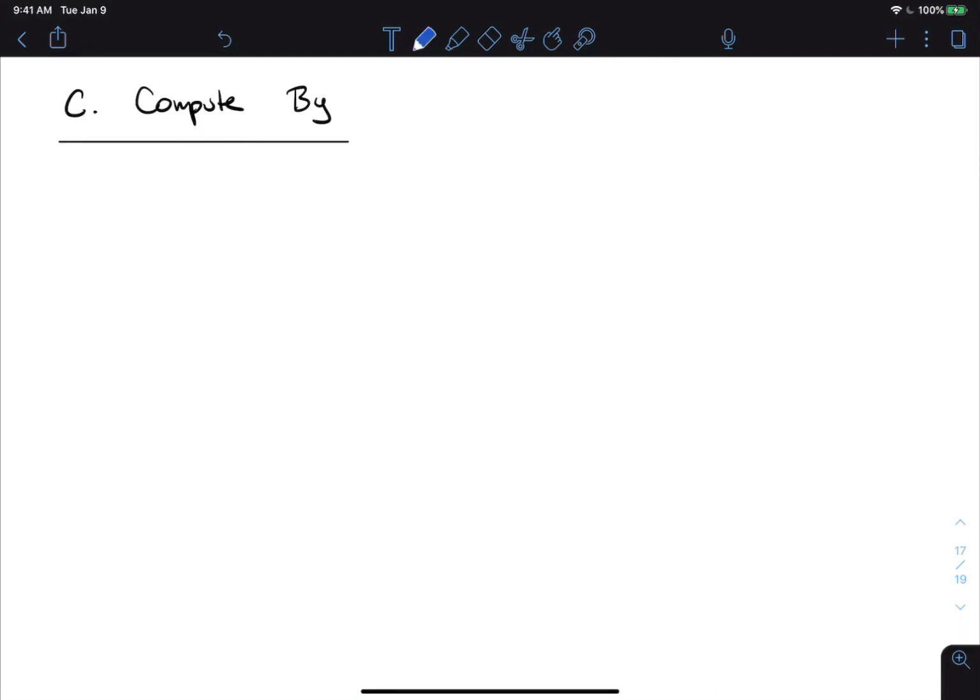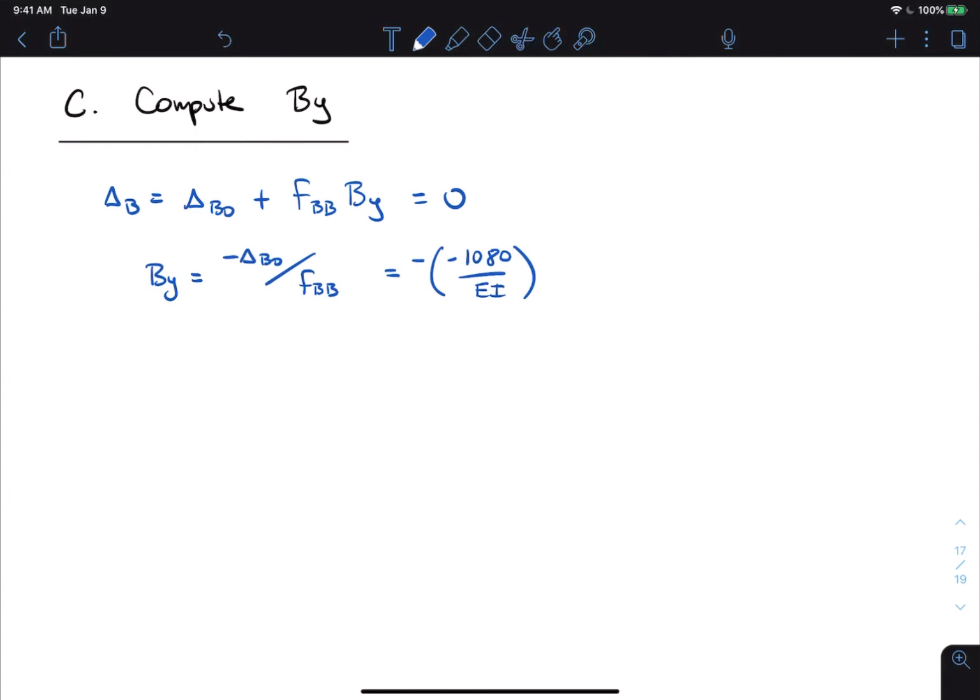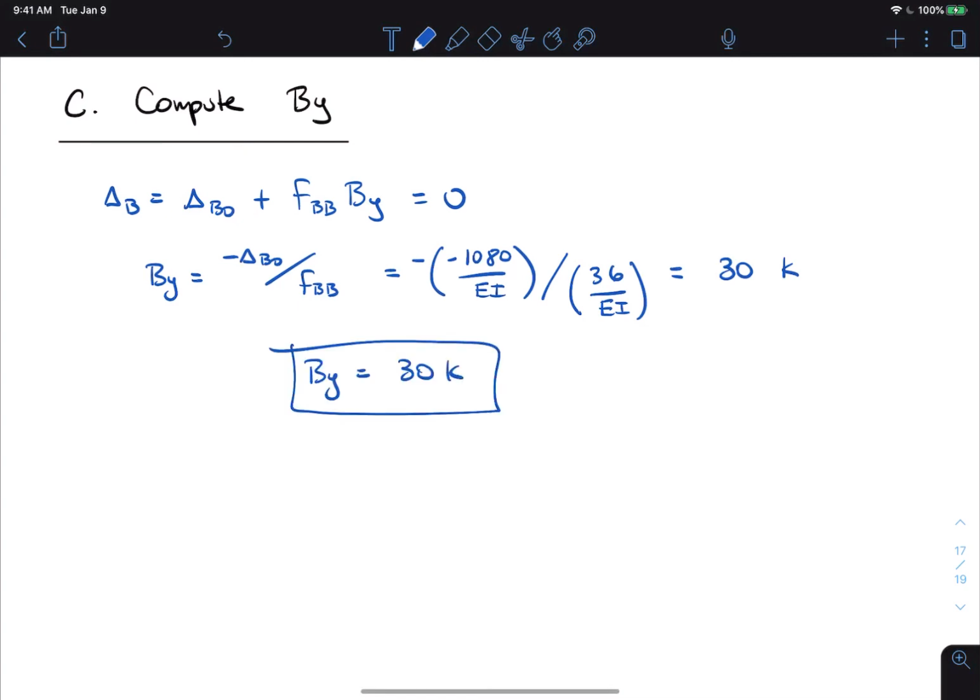And so our last step is to compute By, and this is actually pretty simple. We start with the compatibility equation that we defined a little while back, right? And we know delta B0, we know FBB, so we can rearrange this to solve for By. And so we get negative delta B0 over FBB, and that is equal to negative 1080 over EI divided by 36 over EI. That gives us 30 kips. Okay, so our By is a 30 kip force.